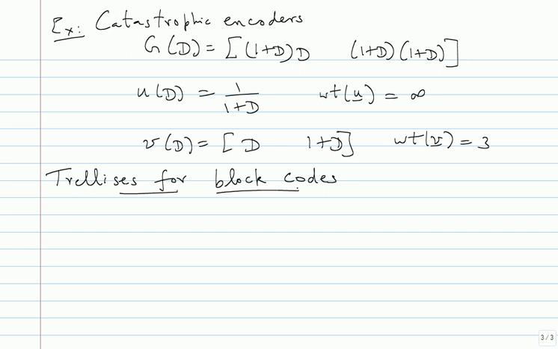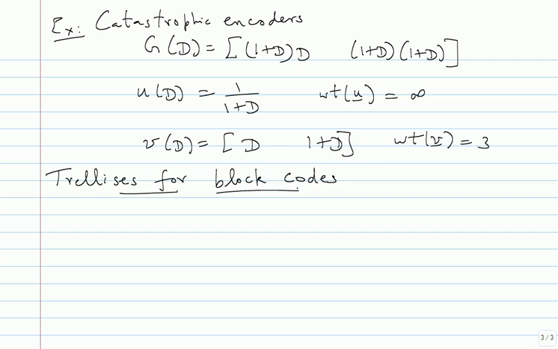You have nodes and a bunch of branches connecting them. What was the connection between the trellis and the code? Every code word was represented as a path in my trellis. So for a block code, how did we define block codes? Using generator matrices and parity check matrices, right? For a block code, can you come up with a trellis? That is a question one might ask.